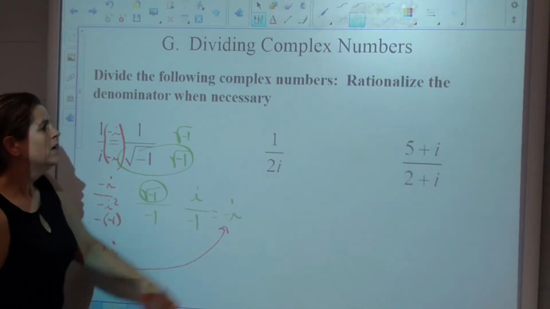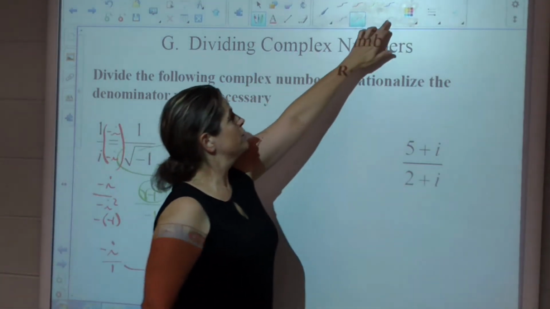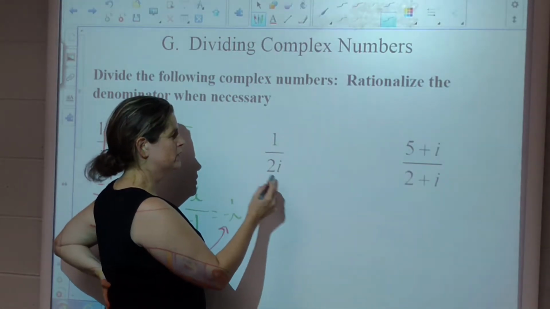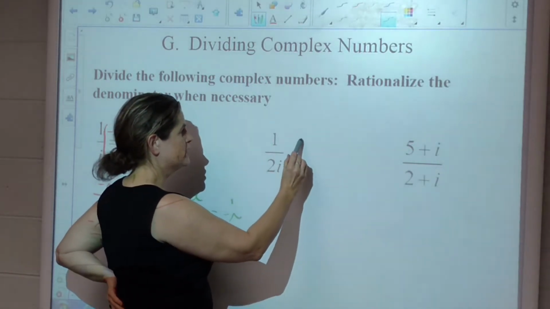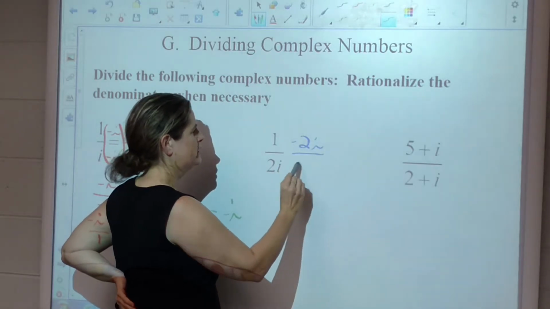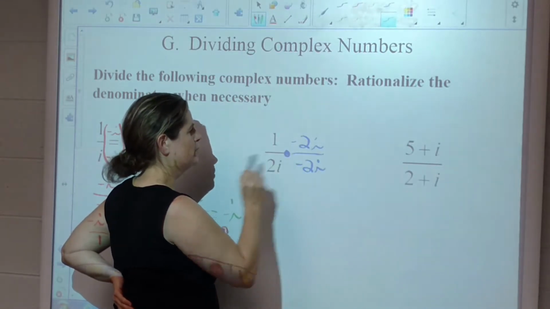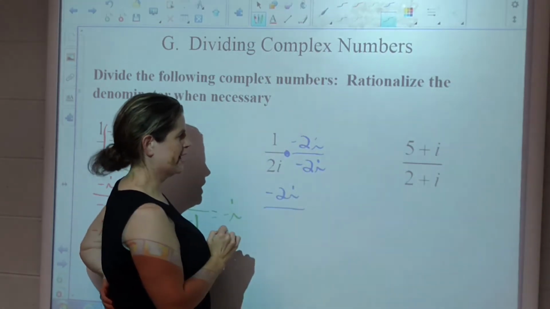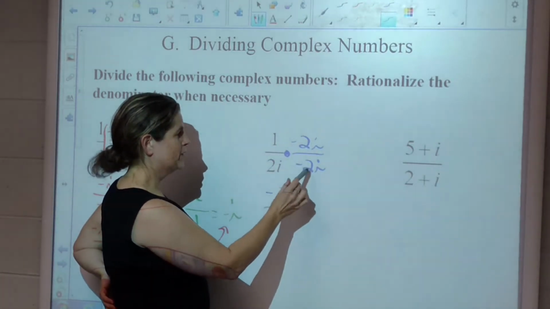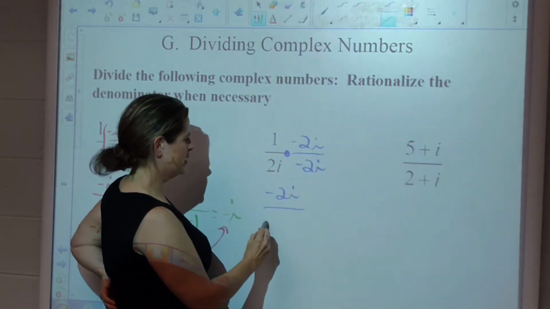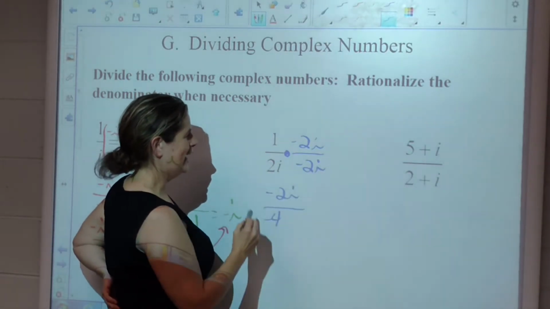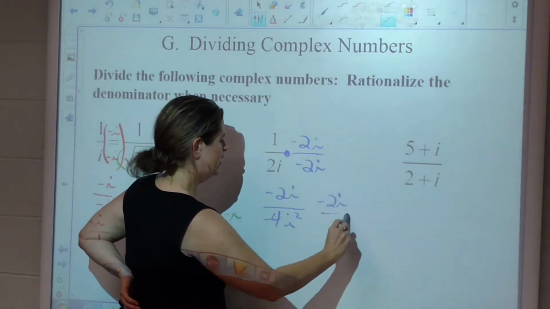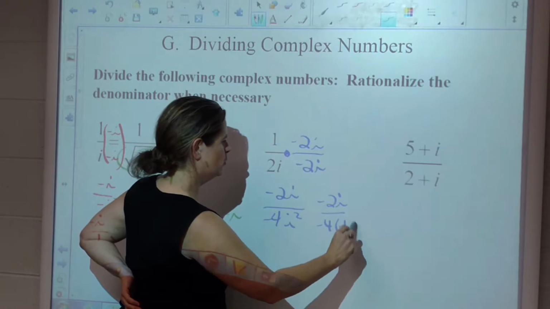If we strictly look at conjugates with the i in there instead of the radical, the imaginary part changes sign, so that would be a -2i over a -2i that I'm going to multiply by. 1 times -2i, of course, is that. On the bottom, the coefficients multiply, so that's a -4. The i's will multiply, that gives you i squared. So that's a -2i over -4 times -1.